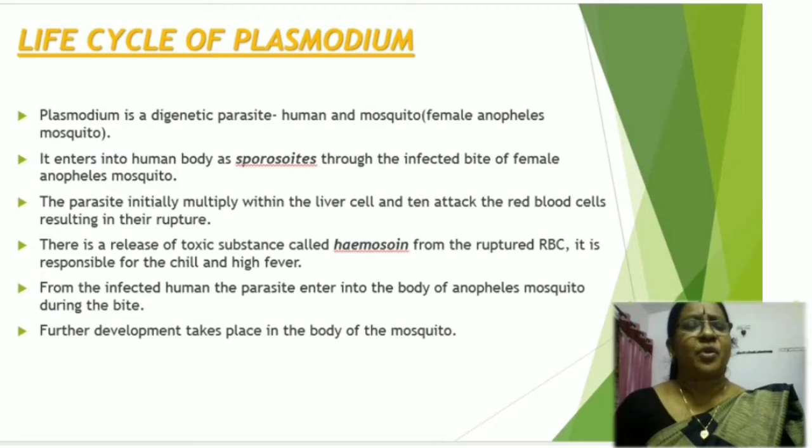So this Plasmodium vivax is a digenetic parasite. It completes its life cycle in two hosts. One is human and the second one is the female Anopheles mosquito. So these are the points that we have already discussed.